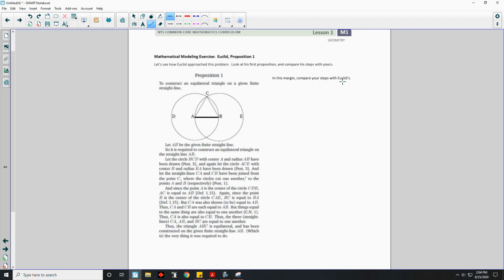So in this margin, compare your steps with Euclid. So what you would do here is write down what we did on the prior page.